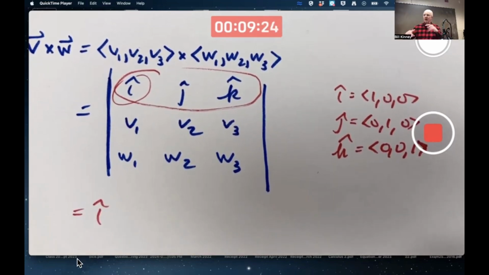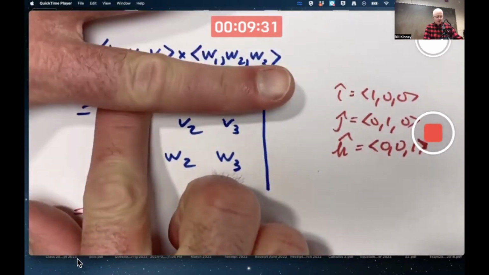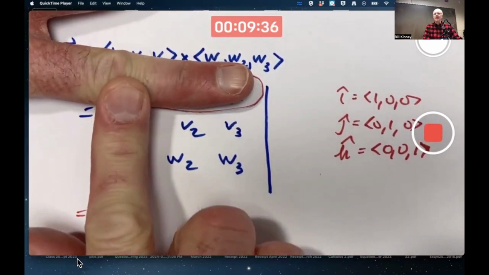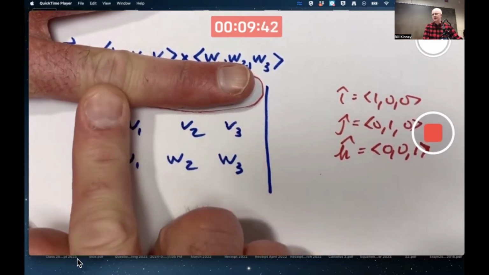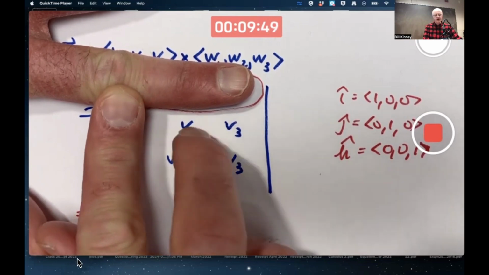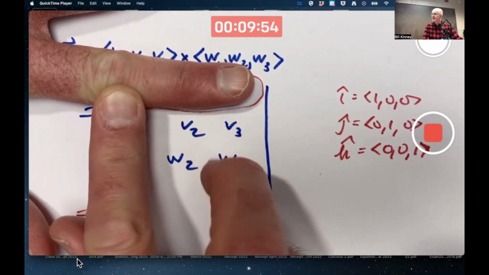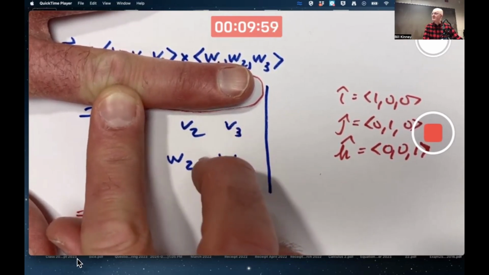Then take your finger or your hand or whatever and imagine creating a new matrix by crossing off that column and that row that contain i hat. The first row and the first column. What's left over is a 2x2 submatrix whose determinant calculation method is something easier to remember. You multiply the numbers on the main diagonal from upper left to lower right, that's called the main diagonal, and subtract the product of the numbers on the off diagonal from lower left to upper right.